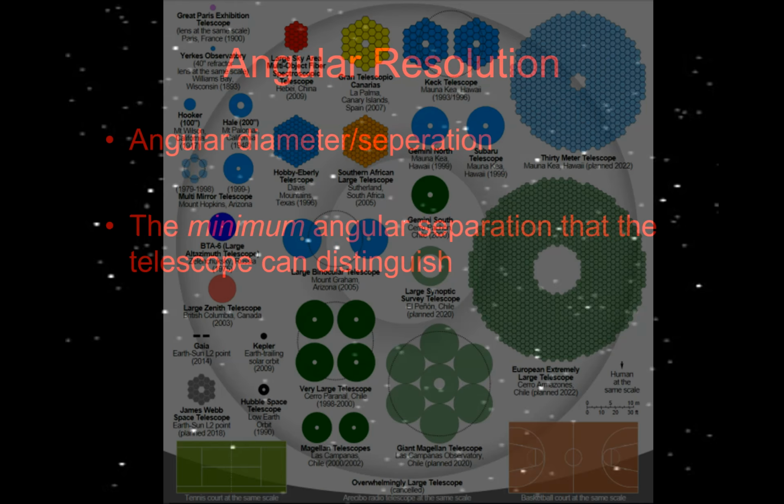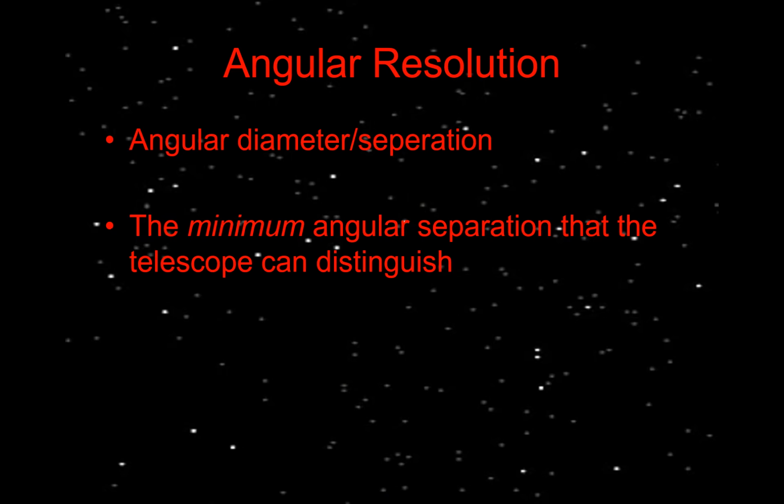We've talked about angular resolution several times. But what do we actually mean by that? Well, this is the smallest separation between two objects that you can determine through your telescope.